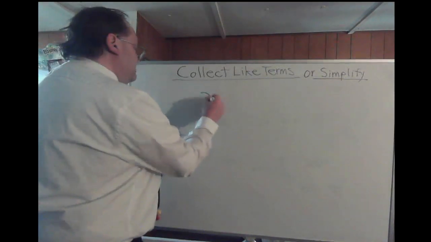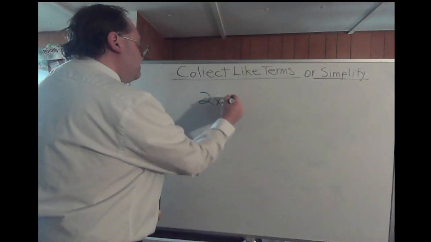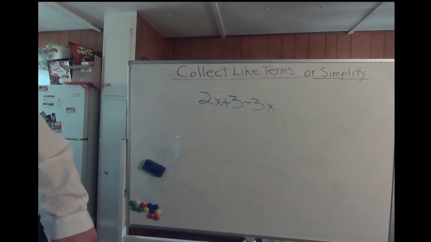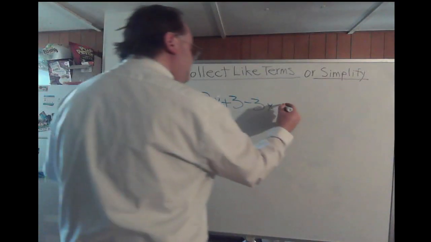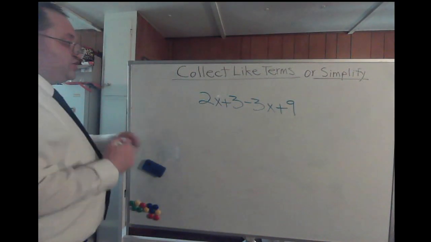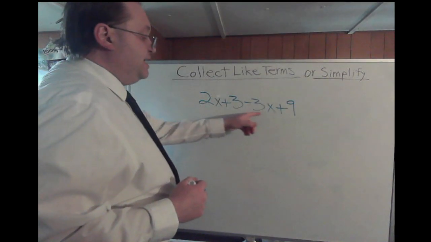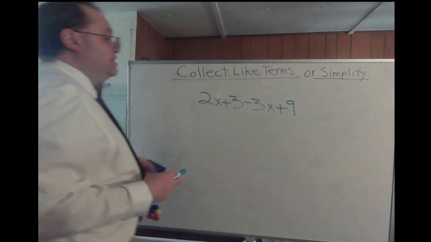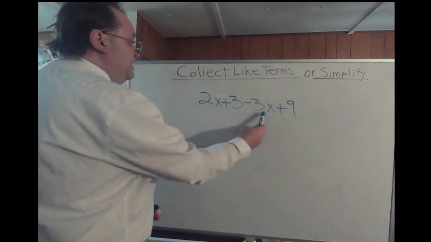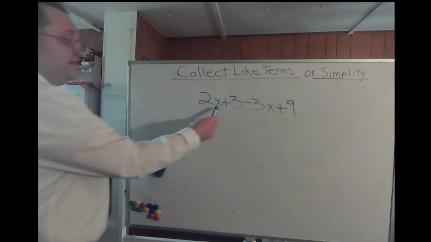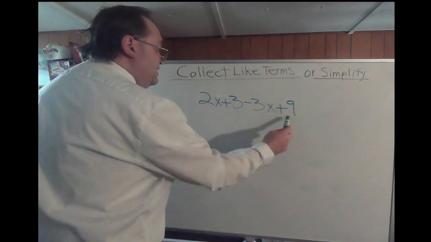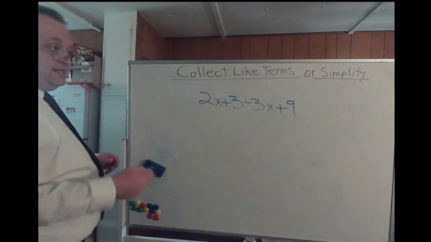Alright, so let's see. We have 2x plus 3 minus 3x, and then what's the last term? Plus 9. So we have the expression 2x plus 3 minus 3x plus 9. So identify your like terms. 2x and negative 3x are like terms because they have the same variable, x. And then the constants 3 and 9, those are like terms because they're constants.